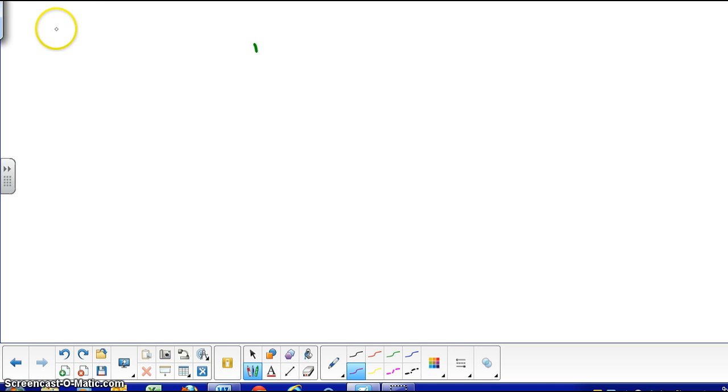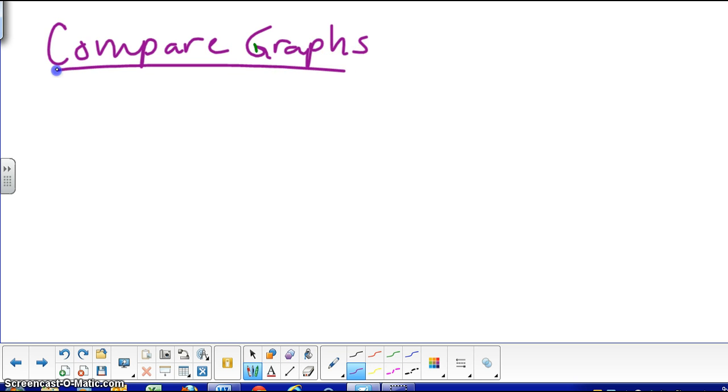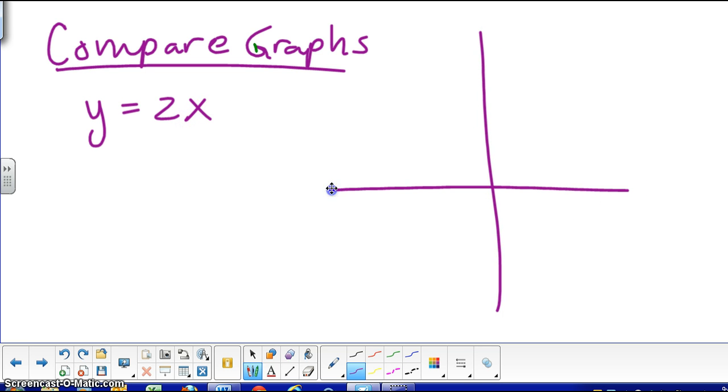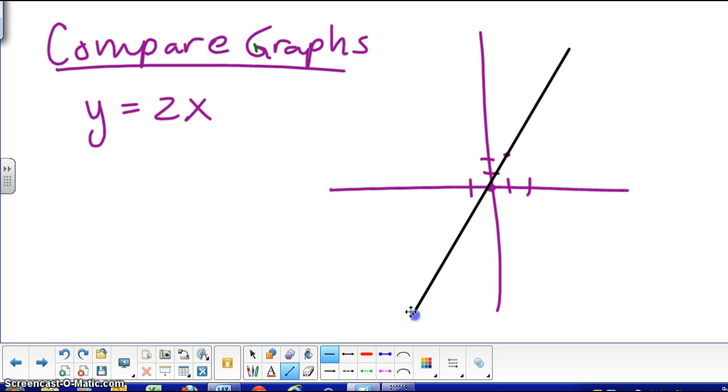And finally, the last thing I want to talk about is being able to compare the graphs and look for similarities to make it easier for you. For example, if you were going to graph y equals 2x, it would have an intercept at 0 and then up 2 over 1. And it would continue that pattern forever. Okay, so here's our line.